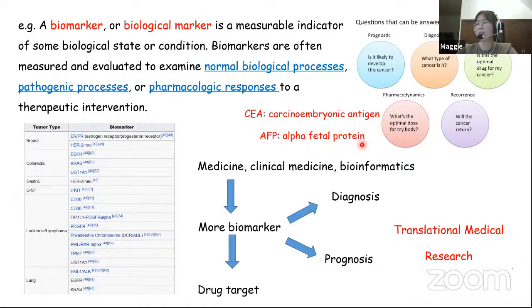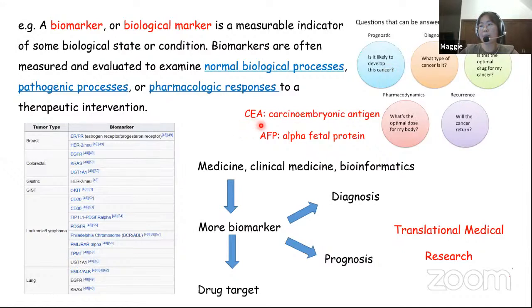So as you can see in these photos on the upper right corner, what biomarkers can be used in the clinic? It can be used for prognosis. For example, we can find some biomarkers which have high levels in the blood of cancer patients compared to normal, healthy people. If they have a high level of some kind of biomarker, it is likely that these patients have cancer.